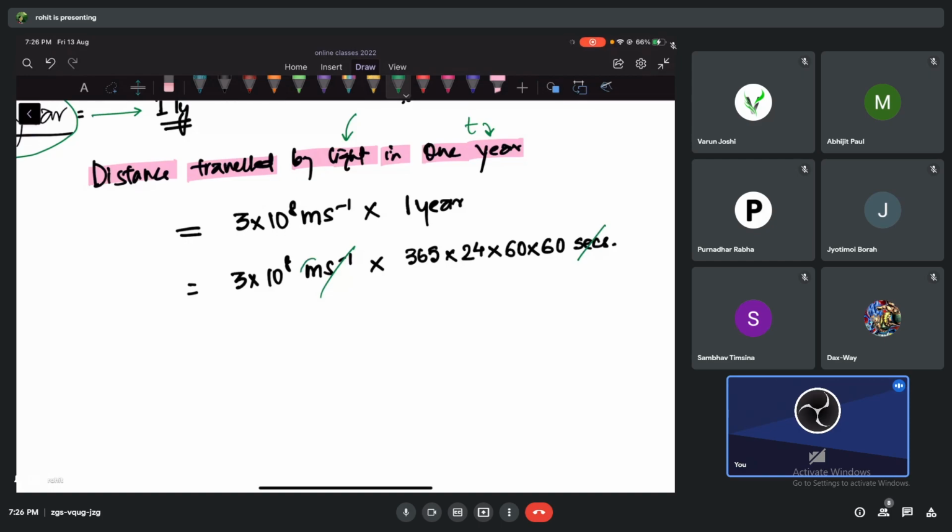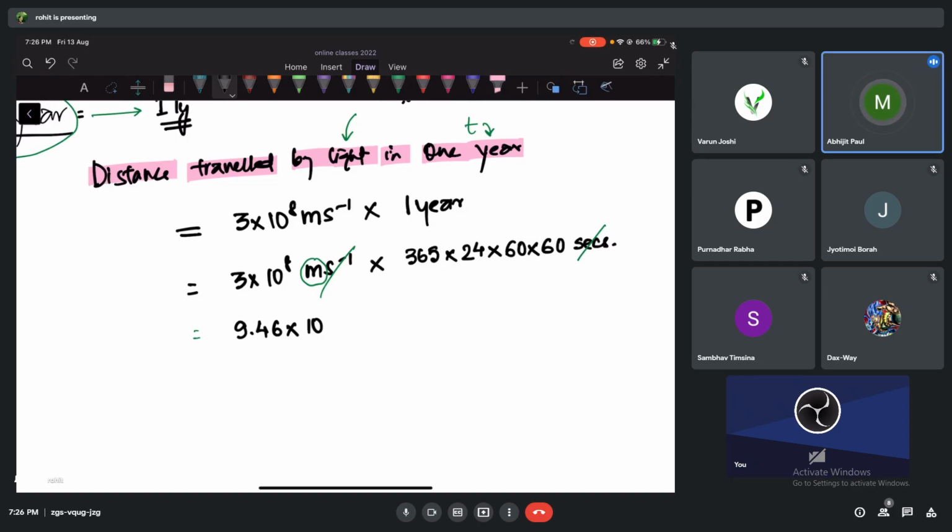Now our only unit left is meters, and that is distance, no? So that is what we get. Let me write down exactly how much we get. I will not calculate, you have to remember this. 9.46 into 10 to the power 15. Tell me, how much? 15. Okay, you remember, good. 15 meters.